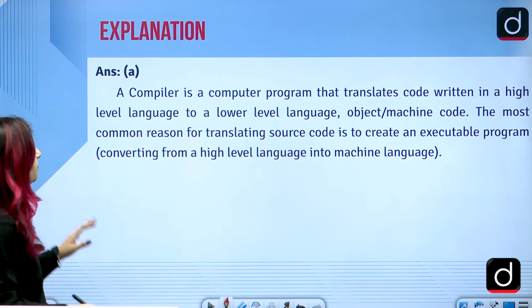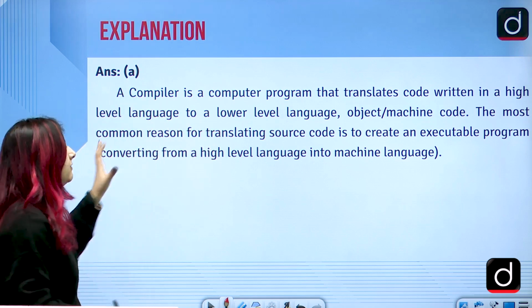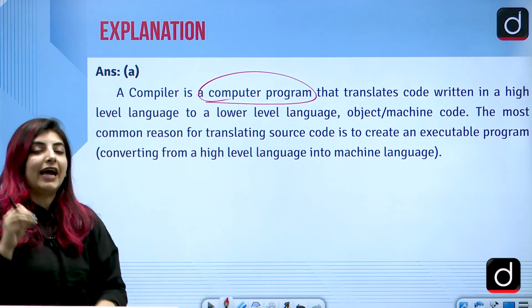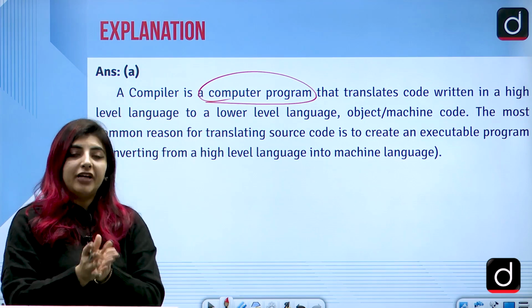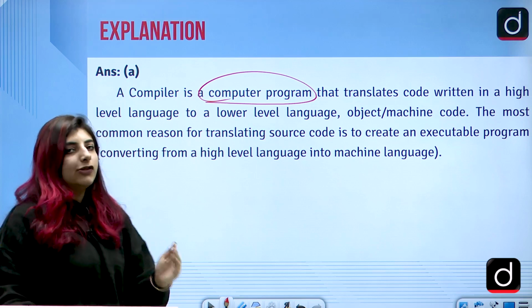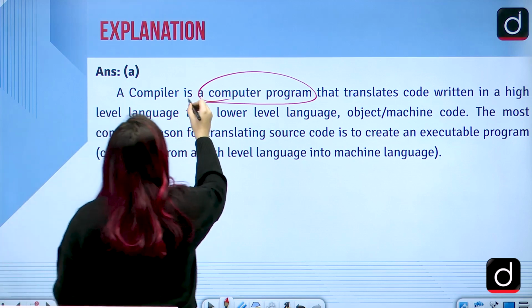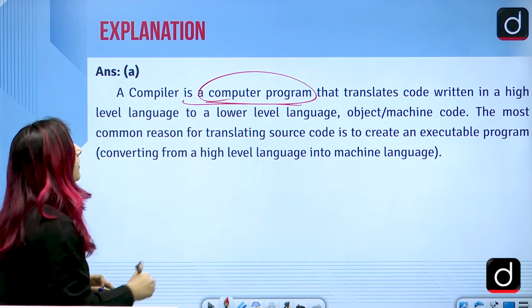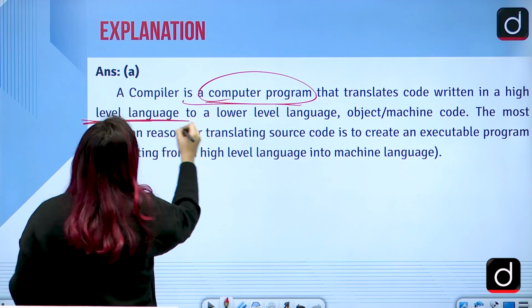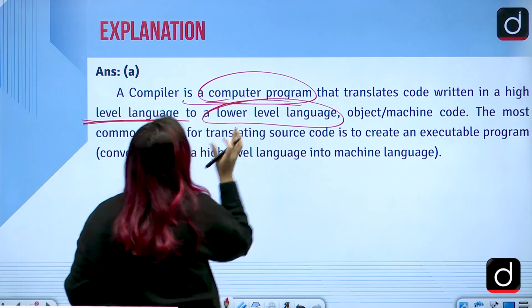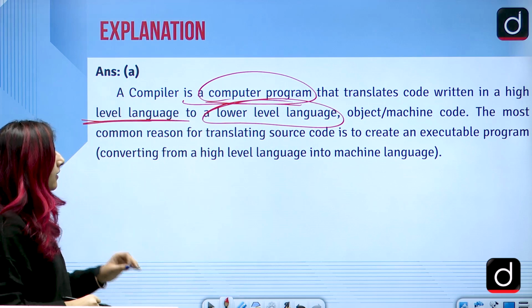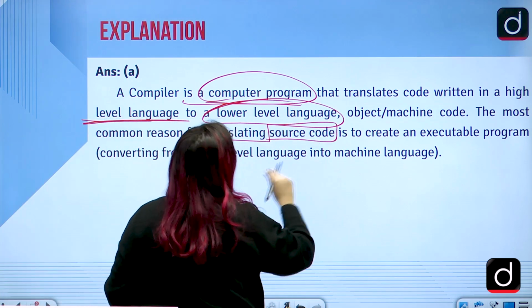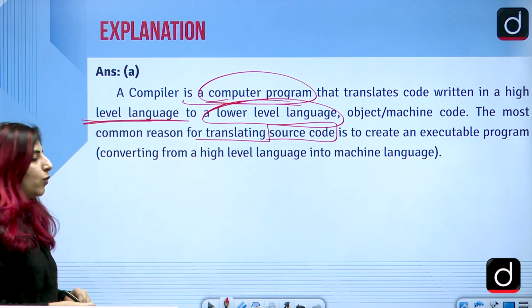Let's just see here. First of all, a compiler, as we talked about, is a computer program. We will be talking about the different kinds of language processors which are there, because we are talking about the concepts here, correct? So, talking about the compiler first, it is a computer program which translates the code written in a high level language to a lower level language which is understood by the computer, correct? The most common reason for translating this source code is to create an executable program, correct?